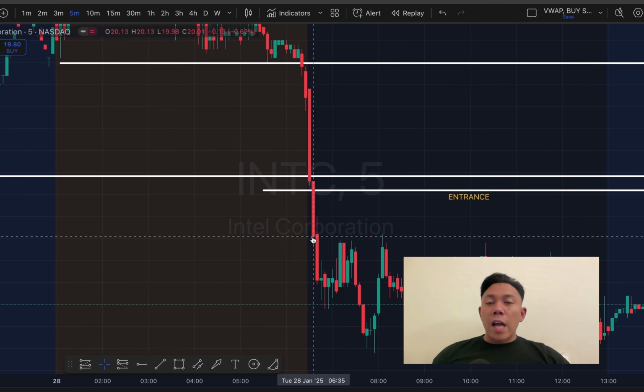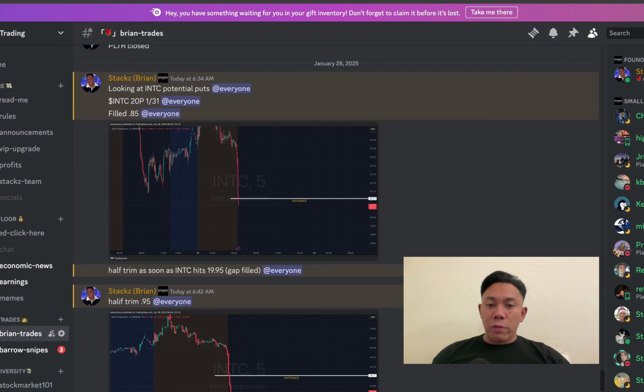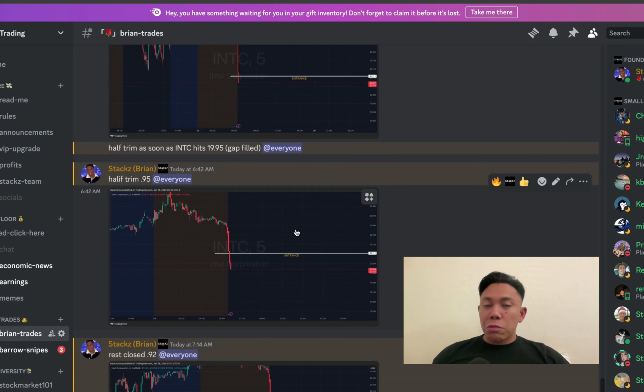Now, looking at the overall chart, you can see that Intel Corporation actually sold off very hard the first 5 minutes, allowing me to go ahead and try to trim my first initial act. I did a half trim in the Discord telling everyone I'm going to trim at $95 a contract, which is about 11.7% gain. It may not seem like much, but these little small base hits within the first 5 minutes of market open can really mean a lot in your long-term portfolio value.